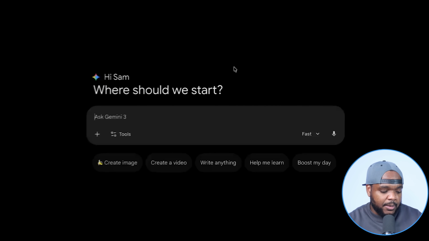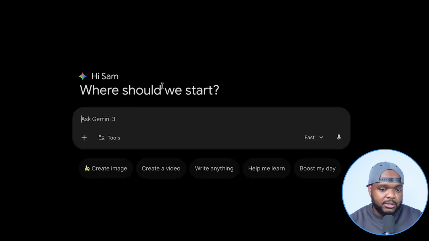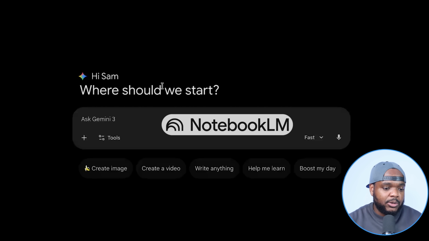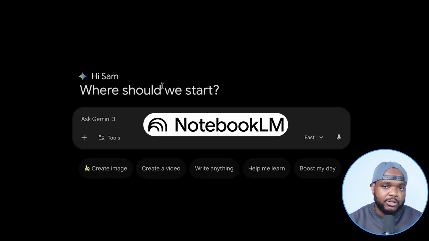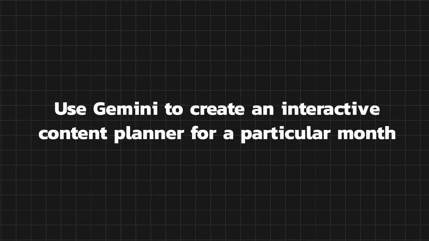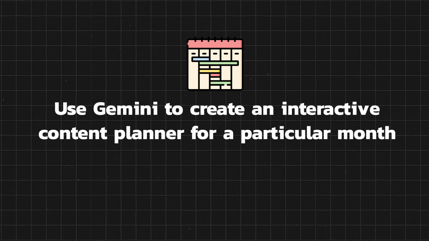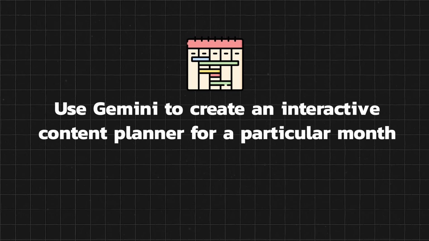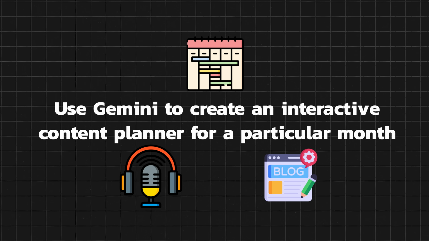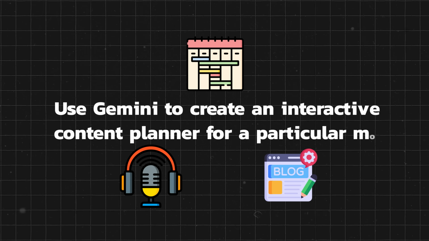So as you can see, I'm on the regular Gemini interface. And what I'm going to do is use it again to connect it to my NotebookLM, to a specific project. And I'm also going to use Gemini to create an interactive content planner for a particular month when it comes to the podcast, as well as the blog articles that I should post on a specific day. Stick with me because all of this is going to make sense.